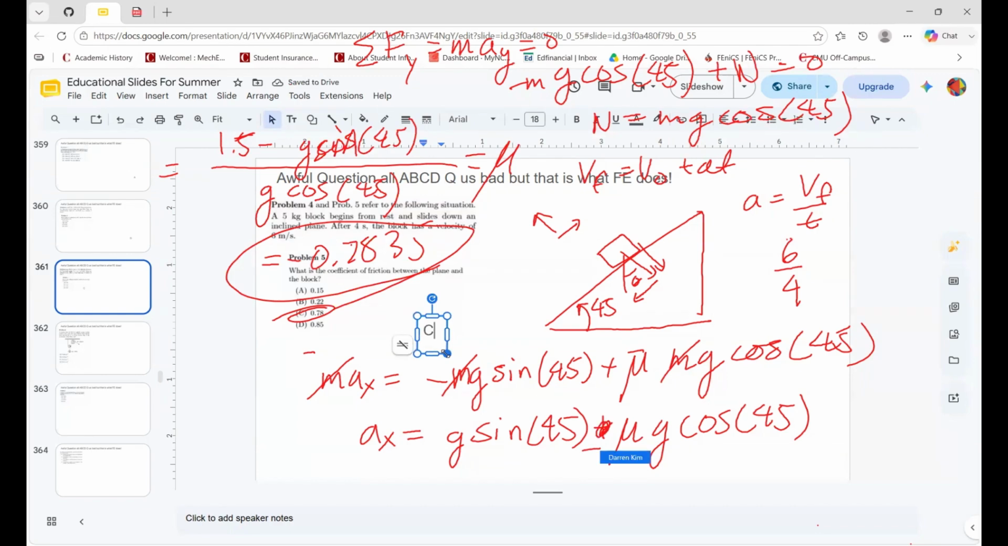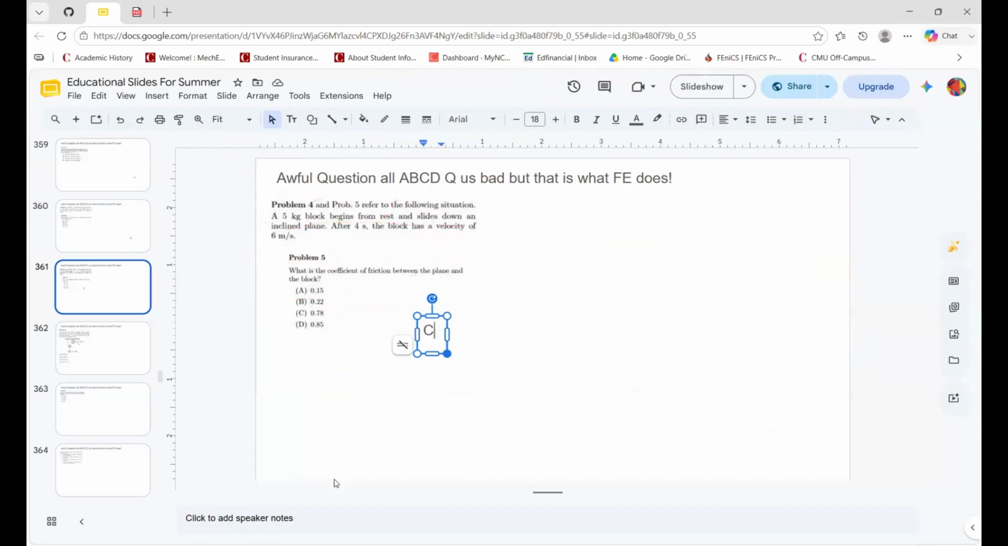This is negative probably. Oh no, this is positive. I guess this is negative, and this is negative over here. I just forgot the negative sign. Oh well, it's not really a big deal. It just changes one sign. Oh well, you get C anyway.